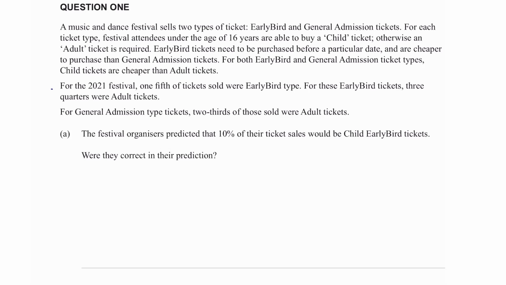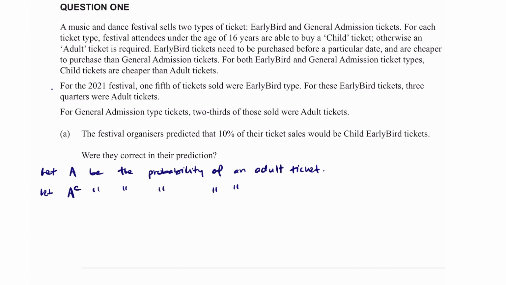So let's say let A be the probability of an adult ticket. And because we're using probabilities, in this situation it can only be one or the other, right? It's either adult or child, early bird or general admission. And so what we'll do there is we'll use the complement. So we'll say let AC represent the probability of the child ticket, because it's the opposite.